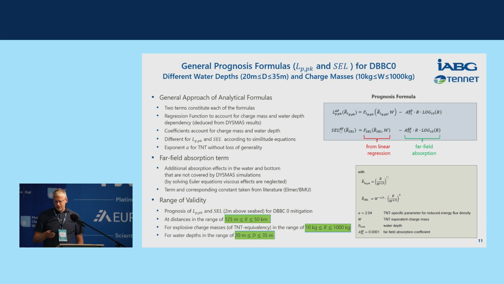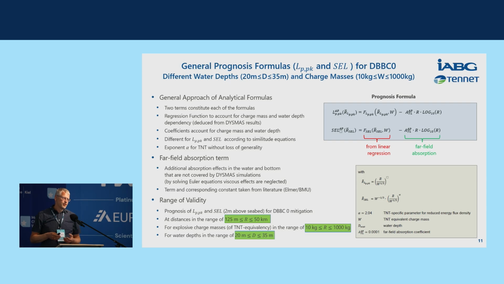We have on the right top the two prognosis formulas for the LPPK and the SEL. So these consist mainly of two terms. One is coming directly from the regressions of the simulations with the simulation code DYSMAS, basically as a polynomial approach. And the second term accounts for far-field absorption effects.